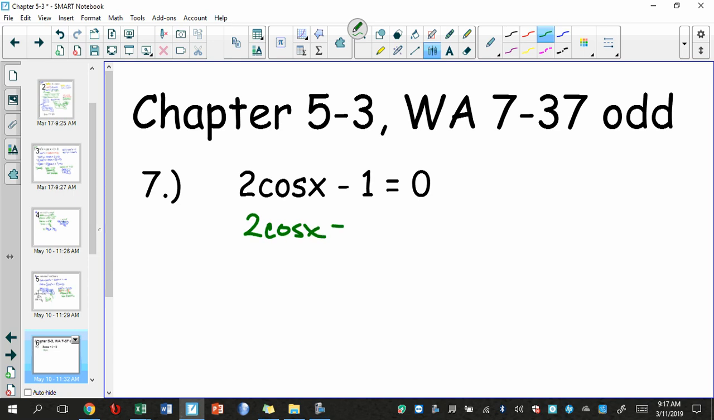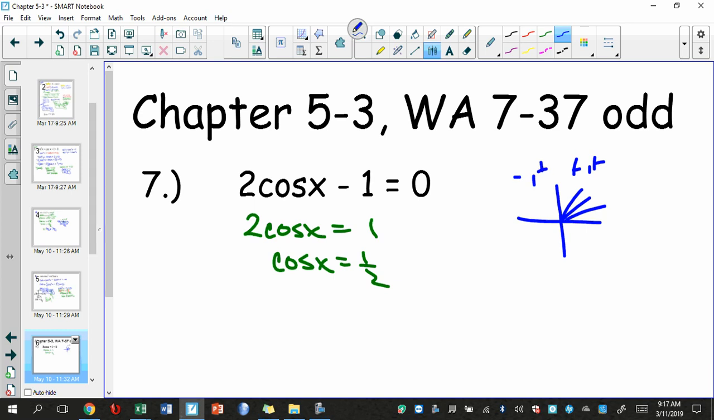Add 1 over. Divide by 2. So if I'm dividing by 2, hands of the clock. Plus, plus, minus, plus, minus, minus, plus, minus. Where's cosine positive? Quad 1, quad 4, right? And what trig function has a cosine of 1/2? Hands of the clock, 1, 2, 3. 60 degrees.